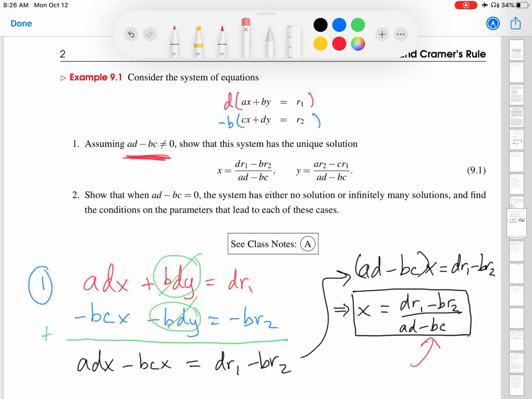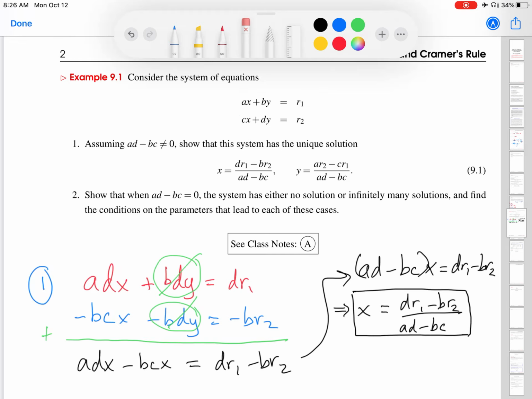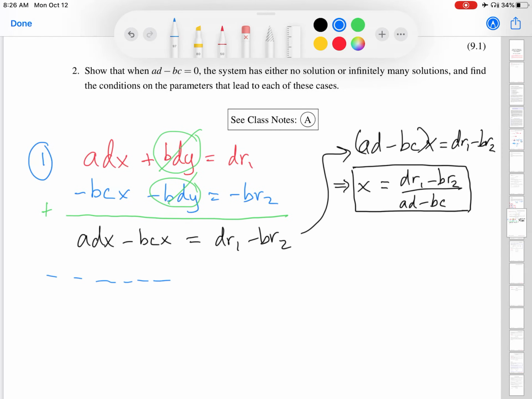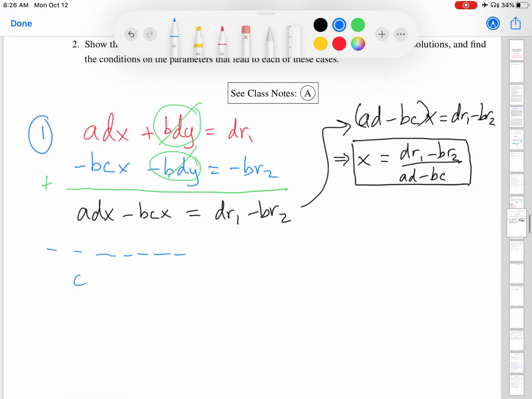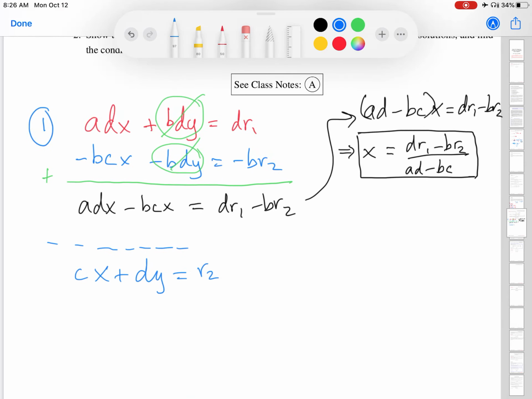Okay, so how do I find the y value? Well, I have the x value, and then I can go back to any one of these equations up here and then just plug in the x value. I'm going to do that over here, the second equation. So I'm going to scroll down a little bit, and I'm going to write cx plus dy equals r2. I'm just writing the equation to remind myself what this is.